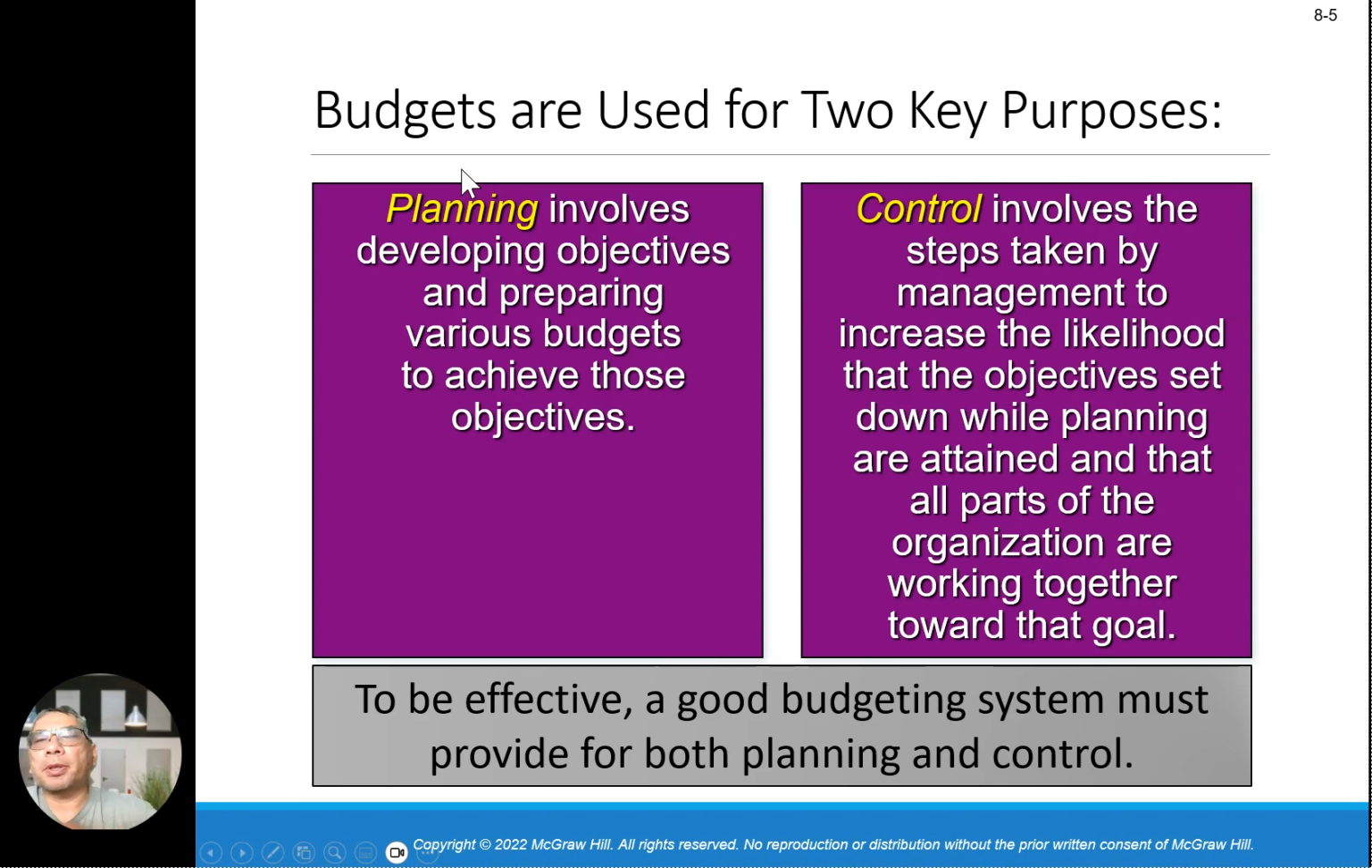Budgets serve two key purposes. The first one is planning, which involves defining the objectives and preparing various budgets to achieve those objectives. The second one is control, which involves the steps taken by management to increase the likelihood that the objectives set down while planning are attained, and that all parts of the organization are working together towards a goal. To be effective, a good budgeting system must provide both planning and control. So planning and control must go hand in hand.